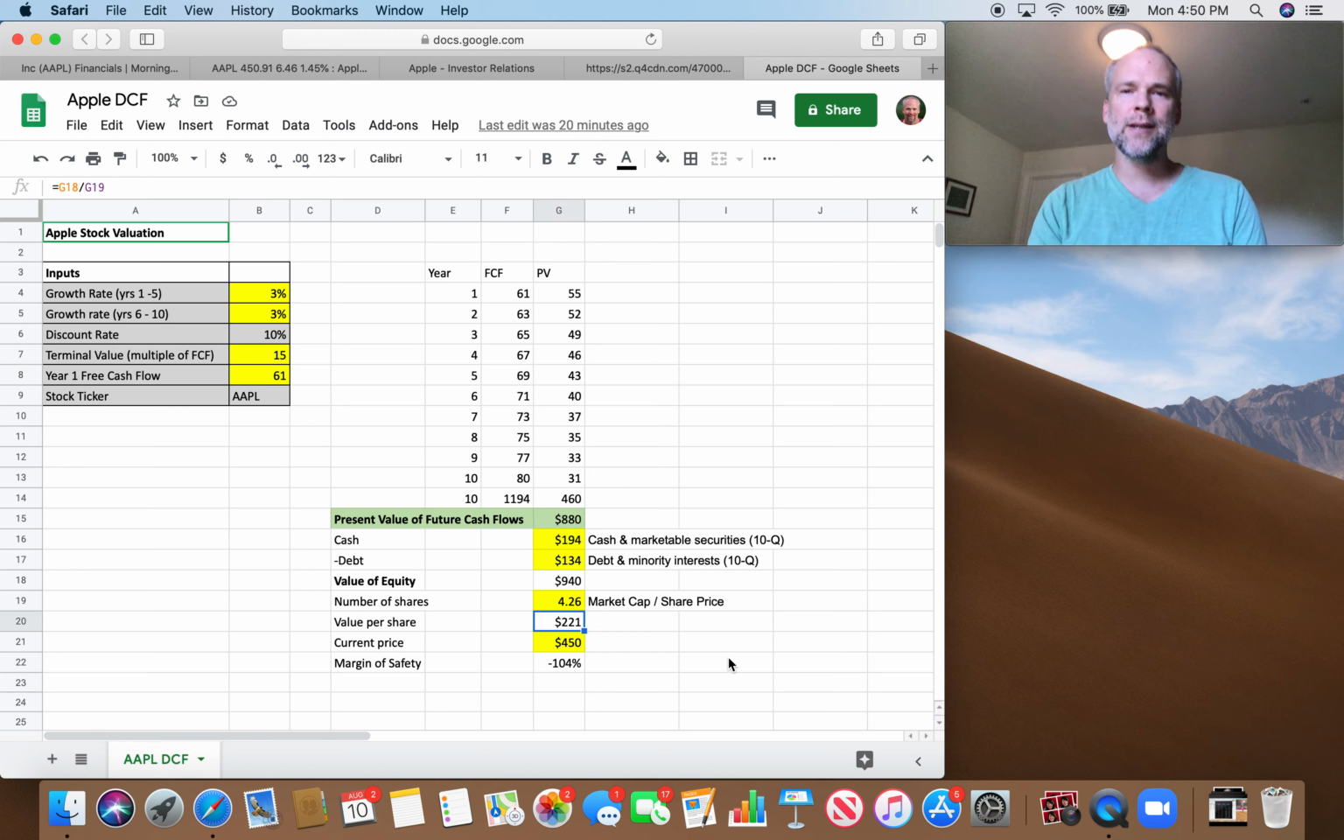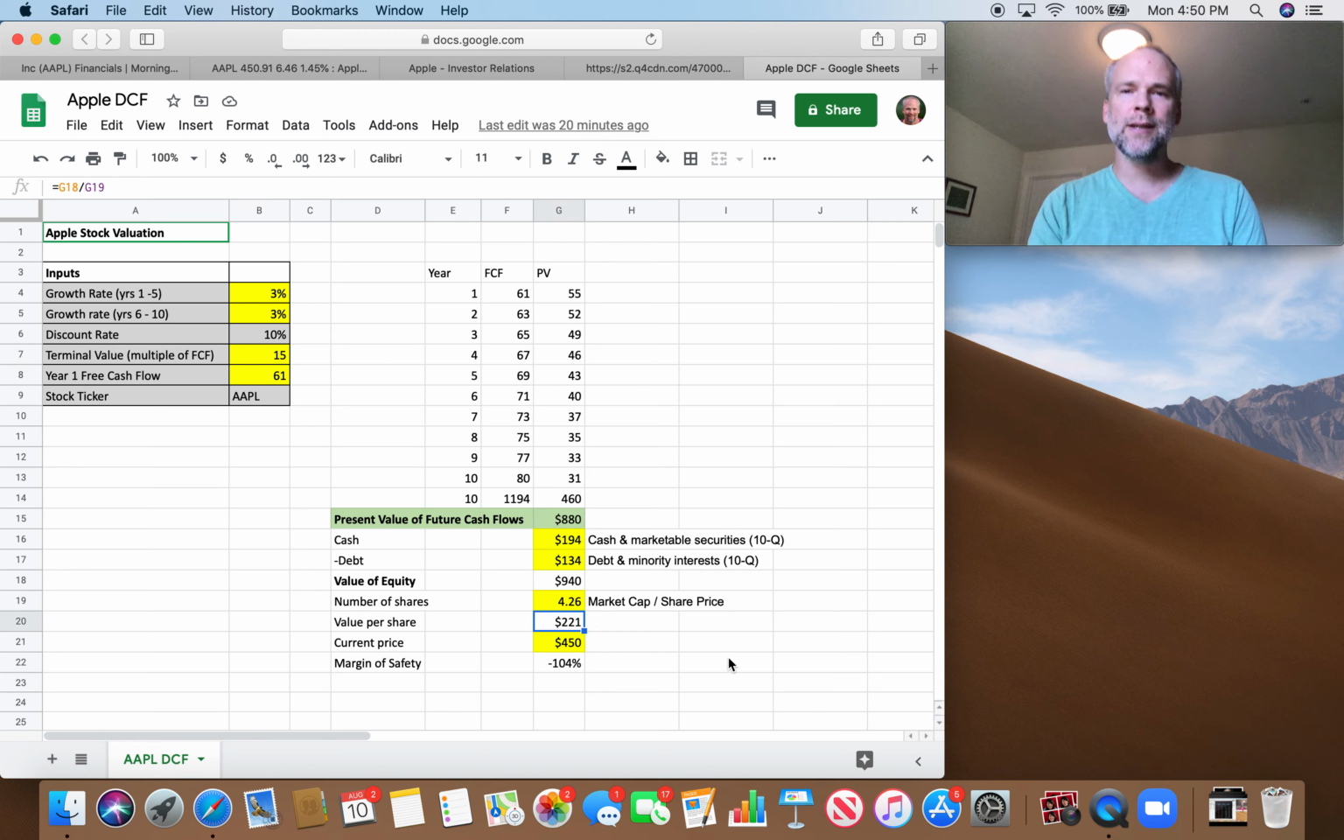So what that tells me is that Apple is currently very expensive. The price is more than 2 times as high as the value that I came up with. So we're working with a deeply negative margin of safety here. And some of you might think, well, you must just be wrong in your valuation, because how can the price be so much higher than the value?